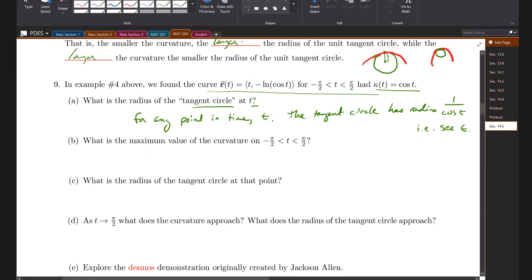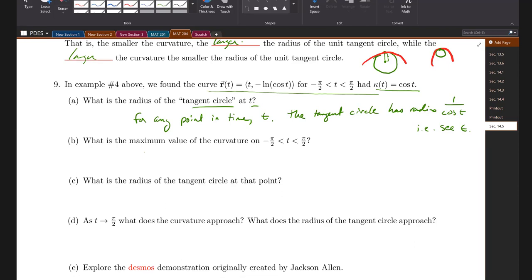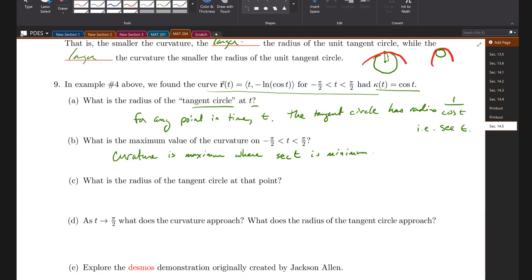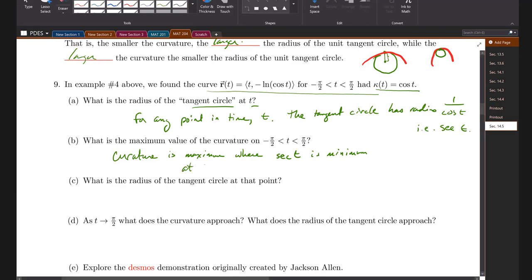So here, folks, I ask you, what would be the maximum curvature of this curve on the interval from minus pi over 2 to pi over 2? Well, notice we could see that curvature is maximum where the secant of t is minimum. Any questions on that? So the curvature is going to be maximum wherever the tangent circle has a minimum value. And where does the secant have a minimum value on the interval from minus pi over 2 to pi over 2? At t equals 0.